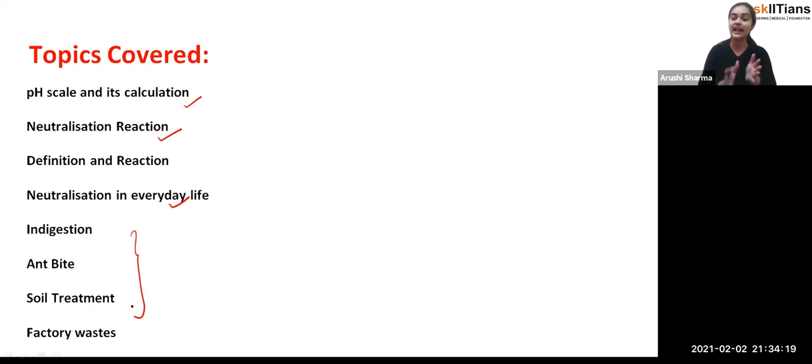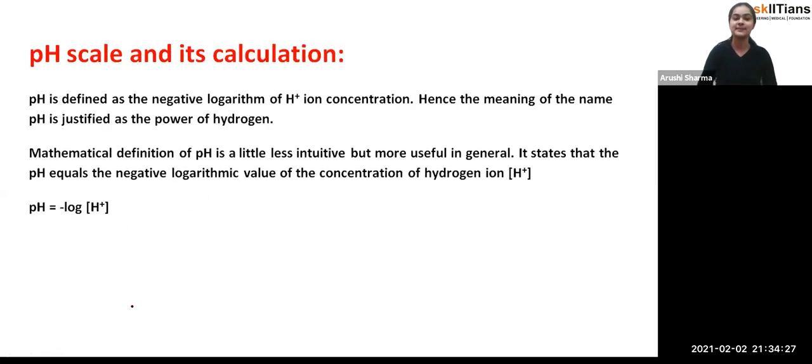After completion of all these topics, we will be completing this chapter. Don't worry, these are all very simple things. So first of all, starting with the pH scale.